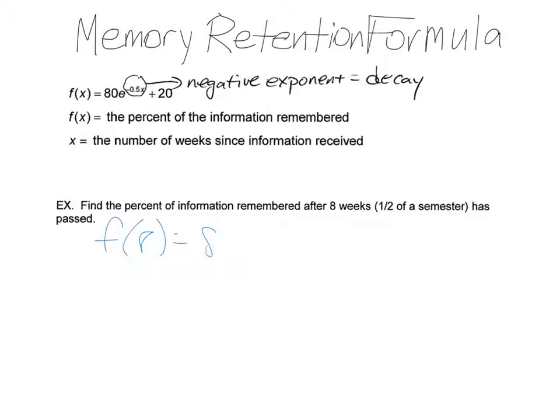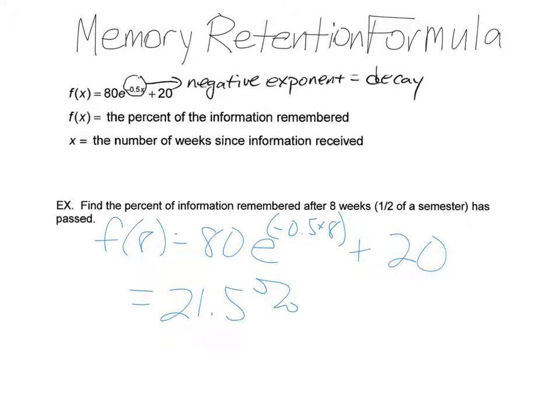f(8) equals 80e^(-0.5 times 8), and then a plus 20 at the end, and when you put all that in your calculator, you get 21.5, and that's a percent. So if you learn something at the very beginning of a semester, but you don't ever look at it again, then at midterms, you will have remembered 21.5% of it.